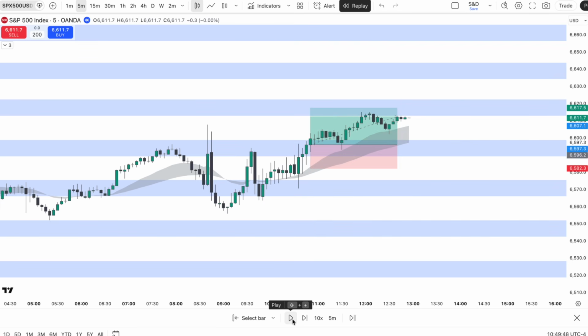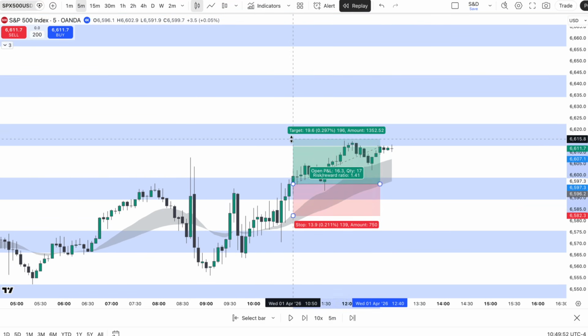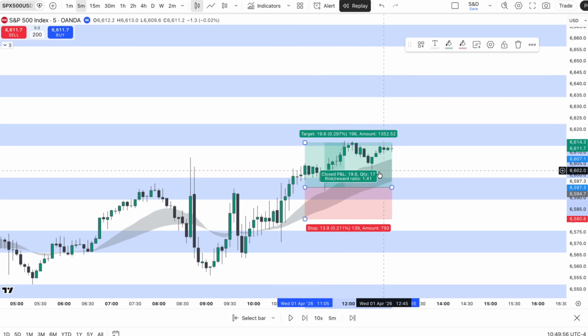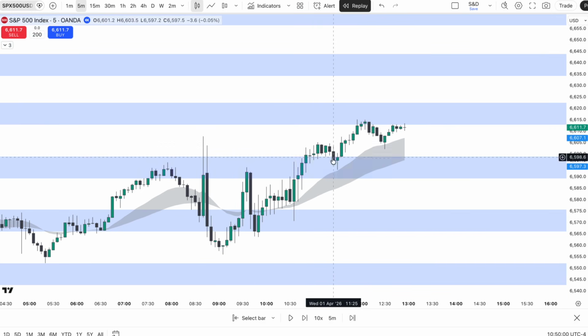Now, two things could have happened here. We would have either gotten our target hit or gotten stopped out at break even, depending on how early we moved our stop to break even. I always recommend moving it when the price gets around halfway to target, so it's not exactly halfway, but if you would have moved it early, you would have gotten stopped early.